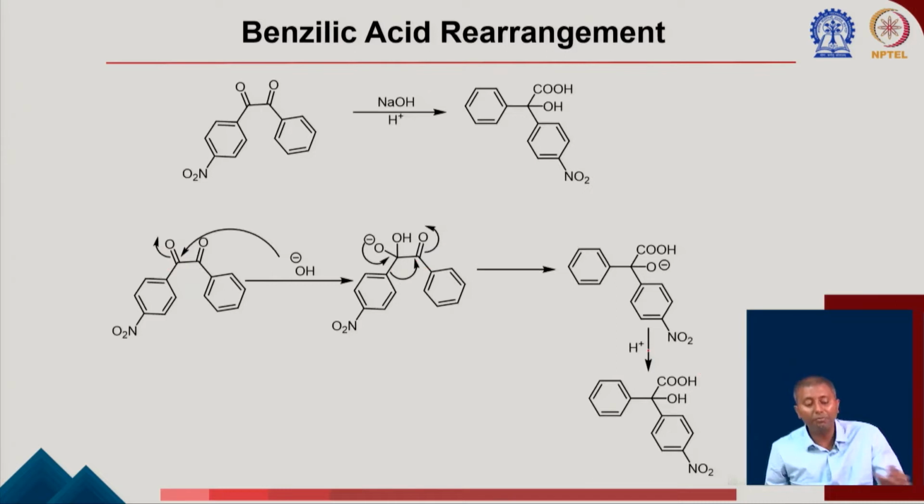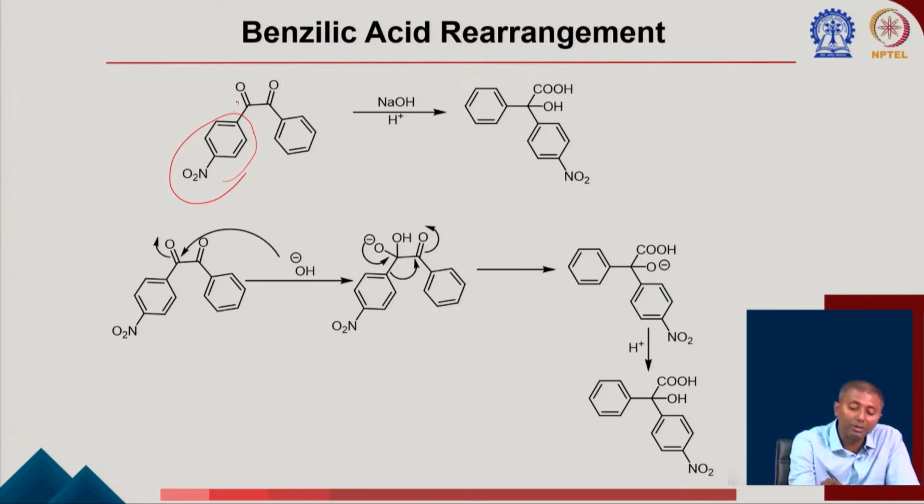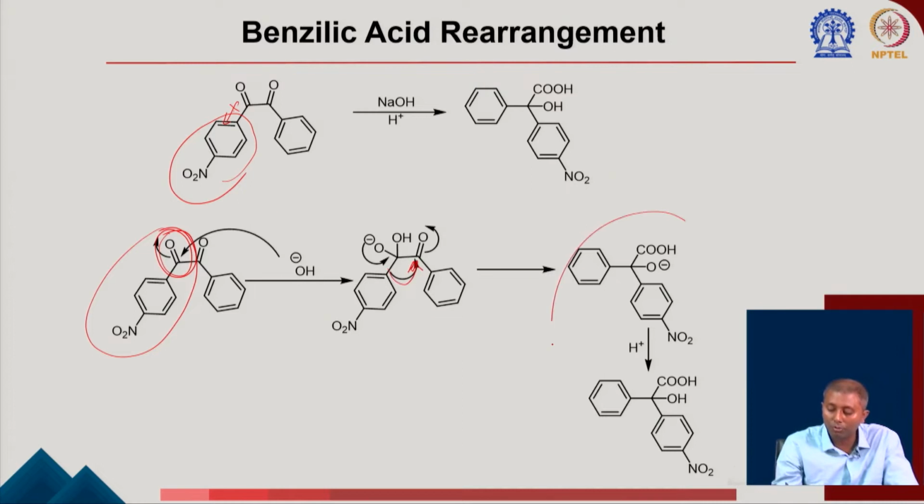There are examples where, instead of an electron donating group, you have an electron withdrawing group like a nitro group attached. What will happen? As the nitro group is electron pulling, taking electron density from this carbonyl group, it makes this carbonyl more electron deficient, and the OH minus can attack on this particular carbonyl. Then the nitrophenyl can participate in 1,2 migration here, and it goes to the corresponding product.